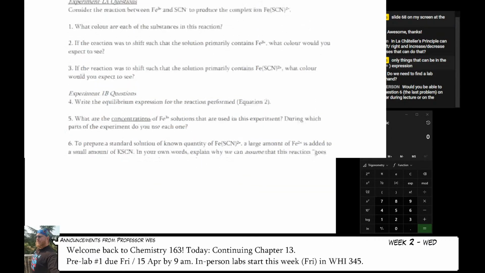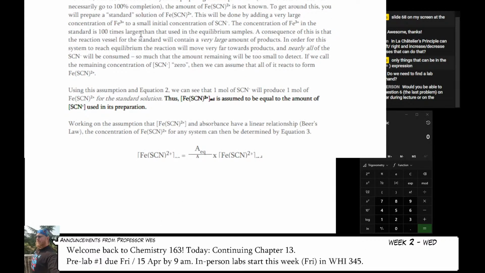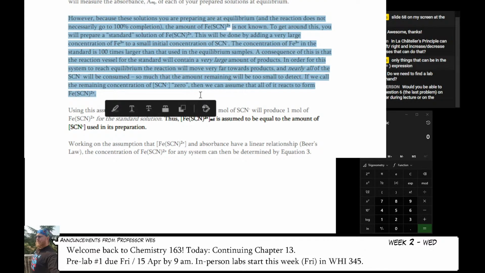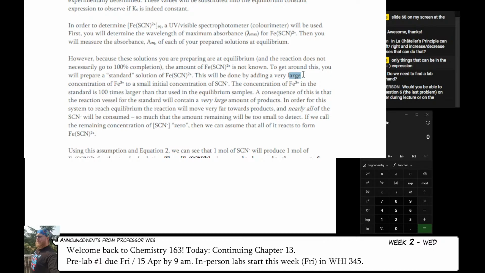And so back up here in the procedure, or in the descriptions, here's the answer that you're looking for. It's in this paragraph right here. So if you add a very large concentration of one thing to a very small initial concentration of the other thing, what happens? So play with the numbers.